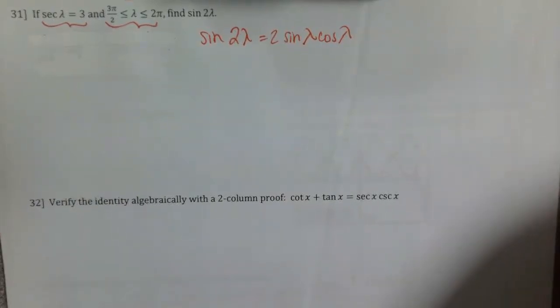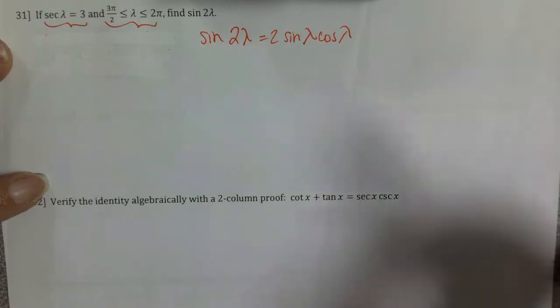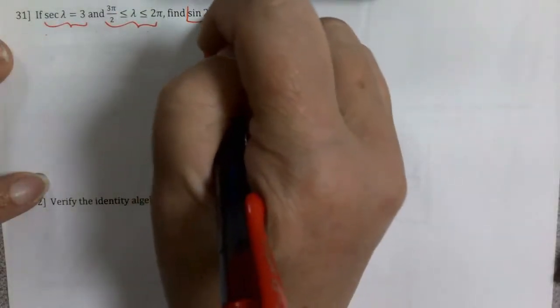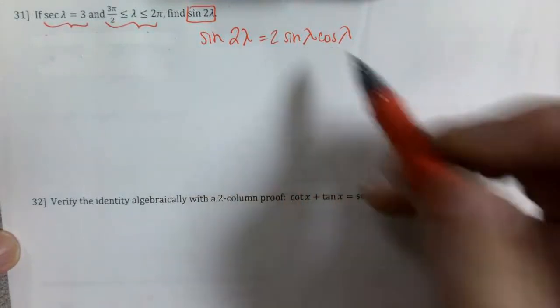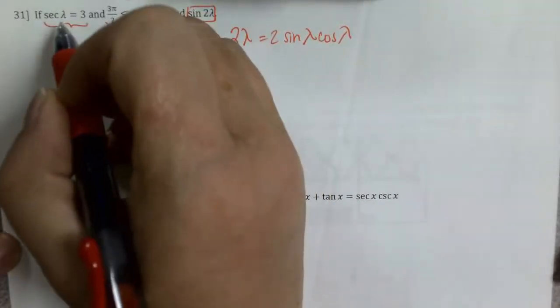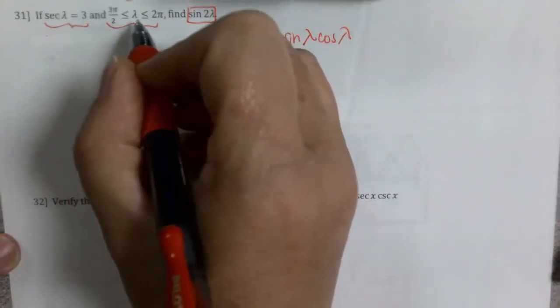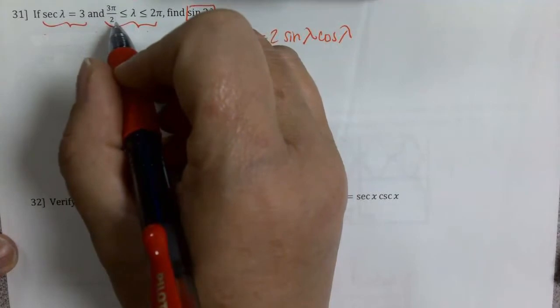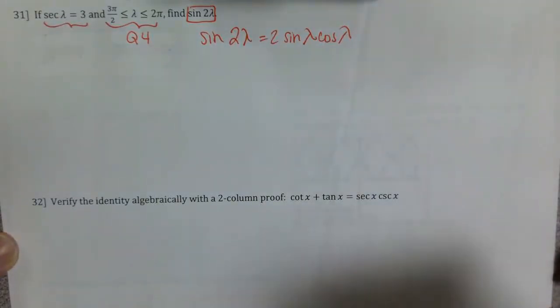Okay, so in number 31, we want to use the double angle identity for sine. The sine of 2 lambda equals 2 sine of lambda cosine of lambda. And we're given that the secant of lambda equals 3, and lambda, the single angle, is between 3 pi over 2 and 2 pi. So that is an angle in quadrant 4.